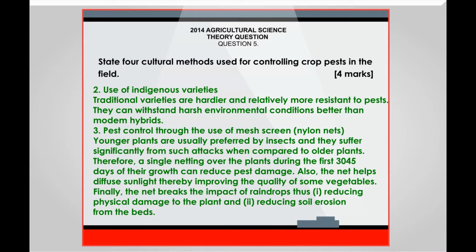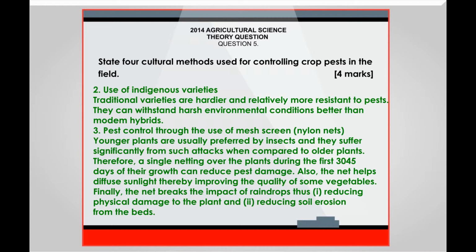3. Pest control through the use of mesh screen, that is nylon nets. Younger plants are usually preferred by insects and they suffer significantly from such attacks when compared to older plants. Therefore, a single netting over the plants during the first 30 to 45 days of their growth can reduce pest damage. Also, the net diffuses sunlight, thereby improving the quality of some vegetables.